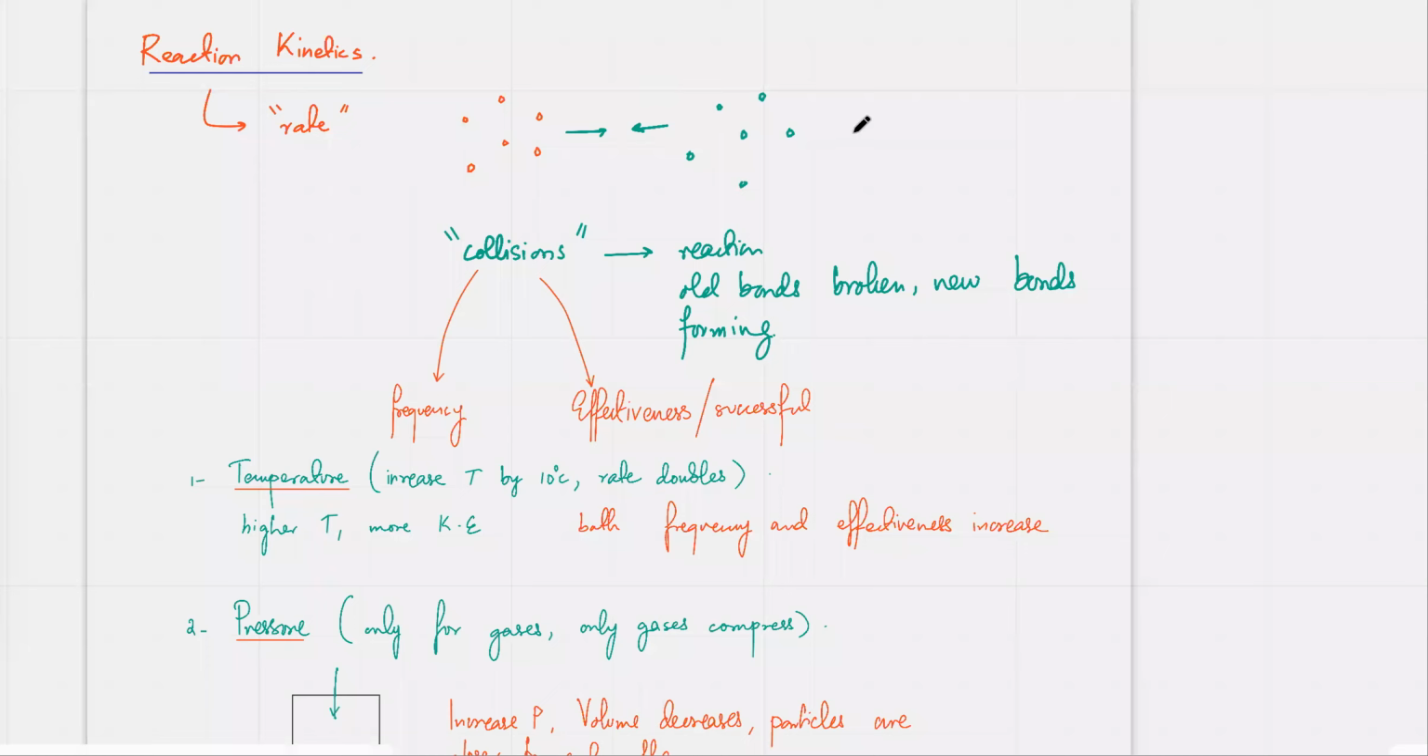So basically, you had two things going on: frequency and effectiveness. And maybe the collisions are not very frequent, but they are very effective. Like you have 10 collisions, and out of the 10, 8 of them lead to a reaction. So that means the success rate of the collisions is high. So both of these factors are kind of independent. So the first one was temperature.